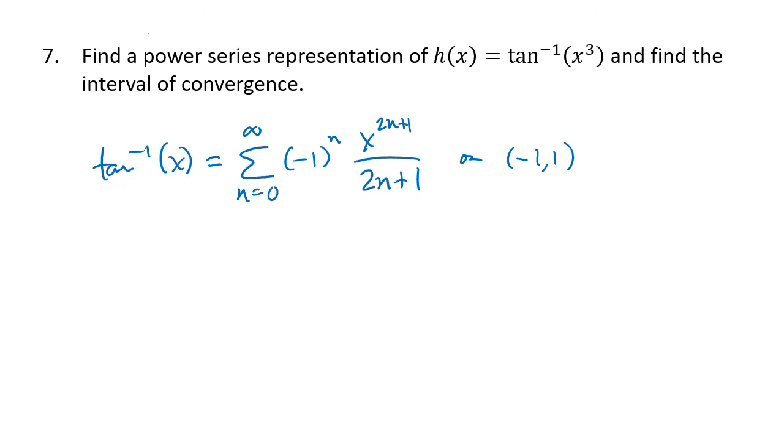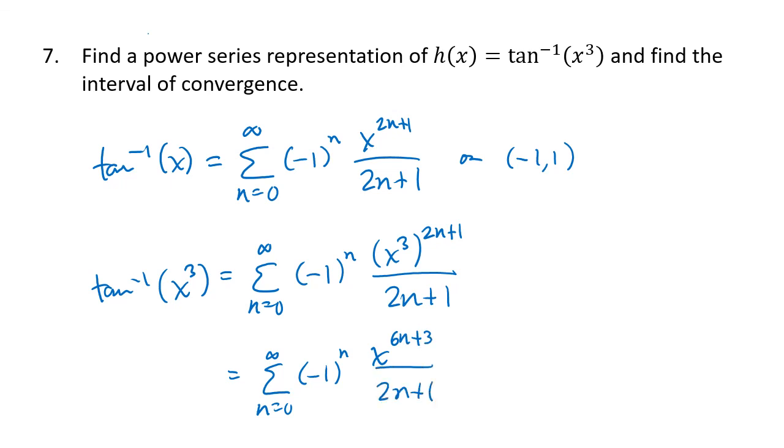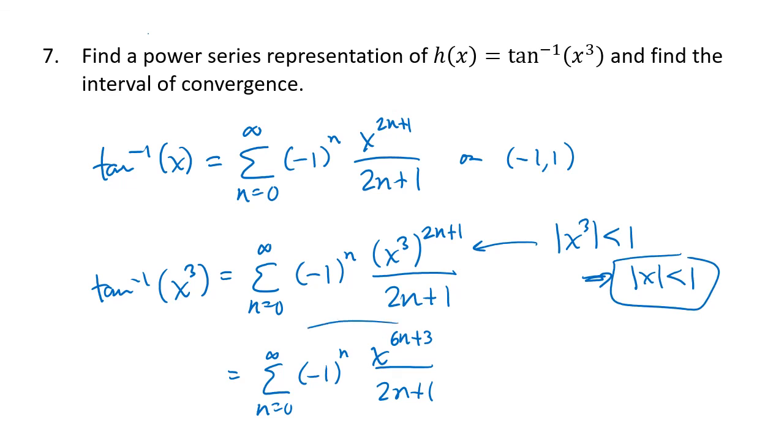So how do we find the inverse tangent of x cubed? Well, again, it's what we've been doing, right? We're going to take that series and plug in an x cubed. So that's going to be the sum n equals 0 to infinity, -1 to the n, x cubed to the 2n plus 1 divided by 2n plus 1. We can clean that up if we want to. That's going to be -1 to the n, x to the 6n plus 3 divided by 2n plus 1. What's my interval of convergence? Well, the absolute value of x cubed would have to be less than 1, and as we've seen before, that means the absolute value of x would have to be less than 1. So there's my interval of convergence, and here's my series.